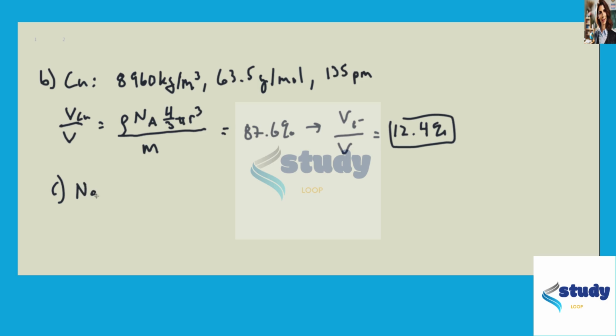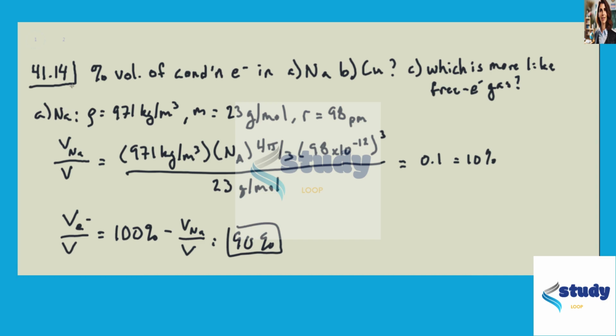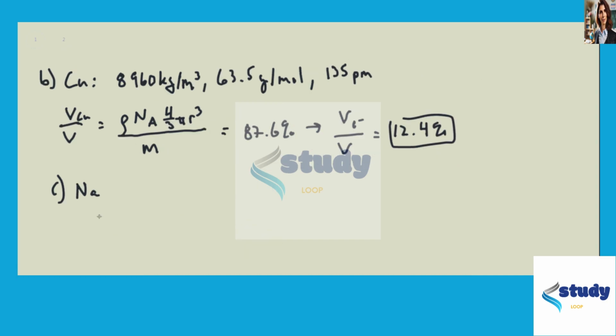And so it's pretty straightforward to say that sodium, where 90% of the volume is conduction electrons, behaves more like a free electron gas because 90% of the space is occupied by the electrons and not 12%.